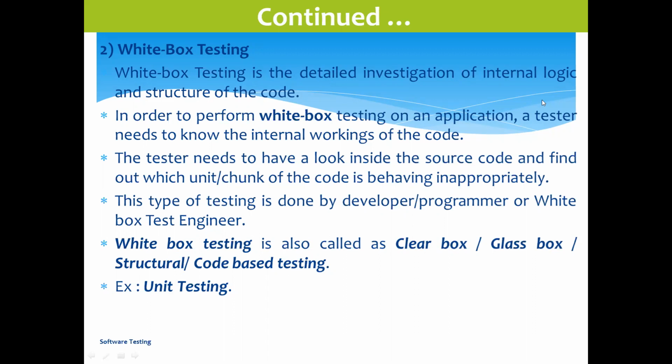Under white box testing, checking the code part is called unit testing. The name is unit testing. So unit testing comes under white box testing. Except for unit testing, everything which is checked without relation to any code is called black box testing. So here there is only one example, that is unit testing. The alternative names for white box testing are clear box, glass box, structural, code based. Any name you can tell. So white box testing can be called by all these different names also. Any name is fine.